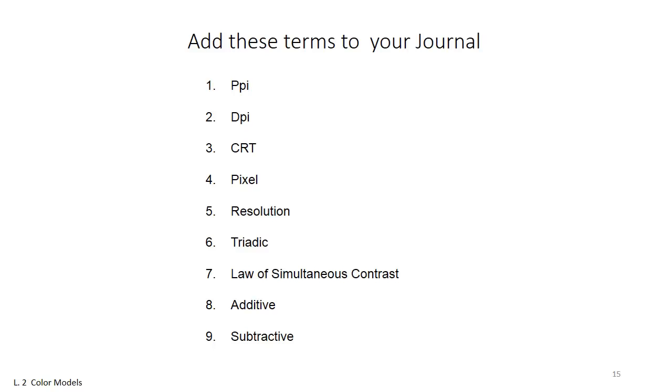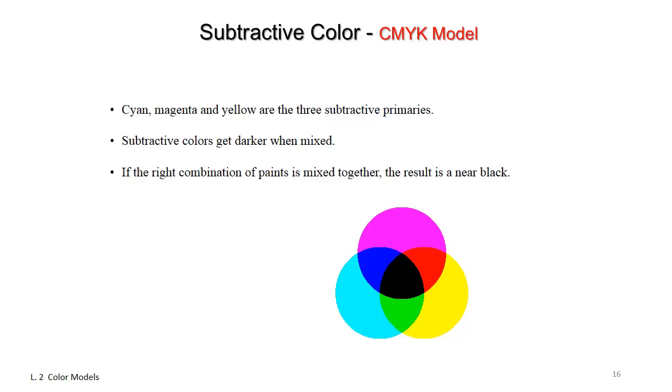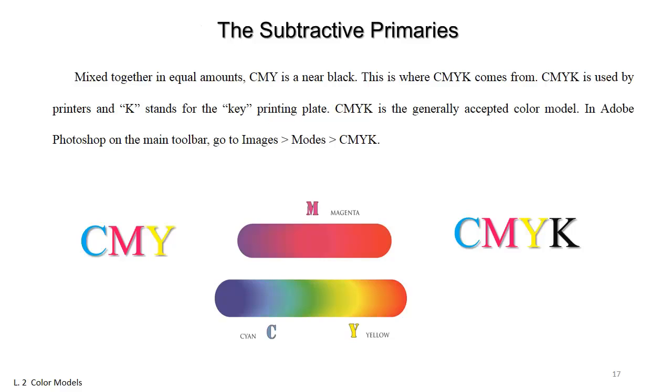Each of the mixed paints or inks absorbs different components of the light. When the right combination of paints is mixed together, all of the components of light are absorbed. The result is a near black. Printer's colors, or the cyan, magenta, yellow, black subtractive primaries, make any color. Mixed together in equal amounts, CMY is a near black.